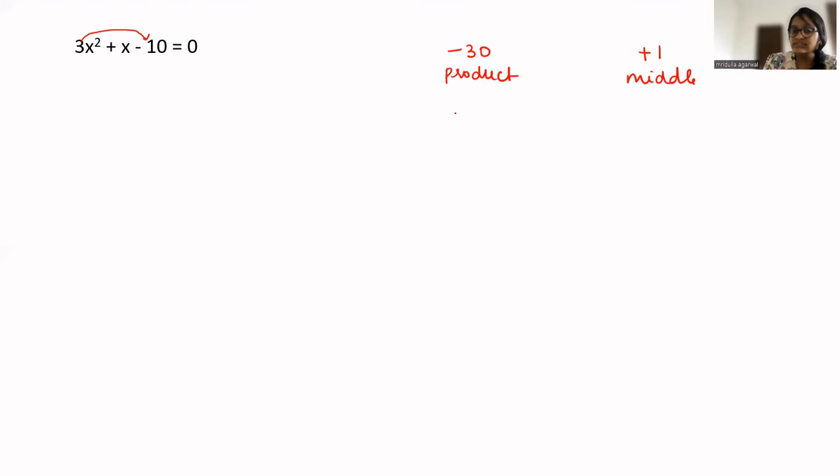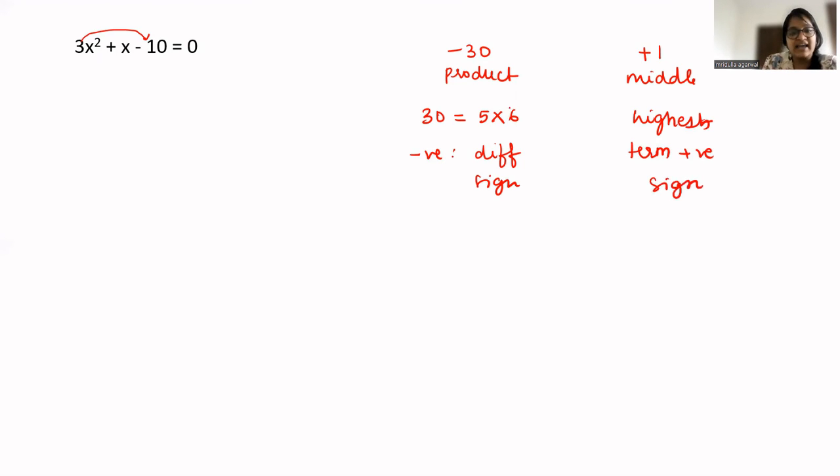Okay, so 30 is 5 into 6. So when it is negative, negative indicates the two terms should have different signs. They should have what? Different signs. Plus indicates that the highest term will have a positive sign. So out of this 5 and 6, which is the highest? 6 is the highest. So that means 6 will be positive and 5 will be negative.